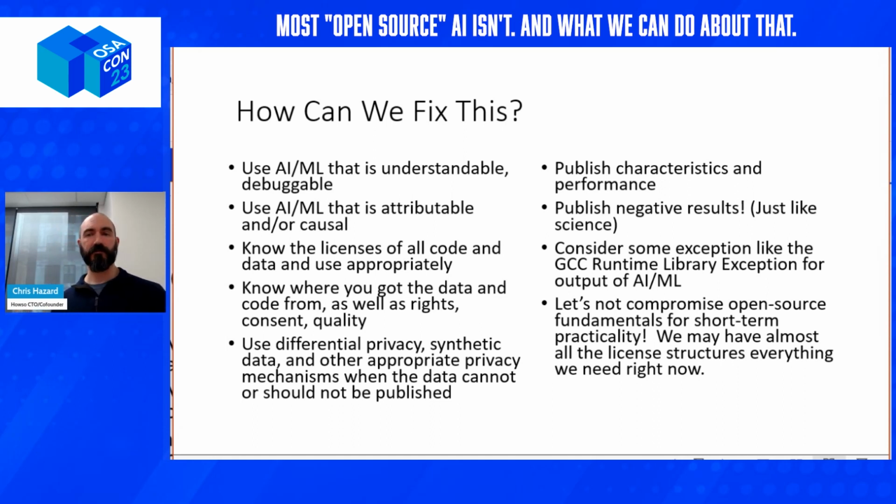Publish the performance characteristics. How believable is your model in different areas? And publish negative results like we do in science, and we need to do more of in science, because if you built it in the lab, does it really work outside? Or you built it, and everyone else can learn from this thing that didn't work.